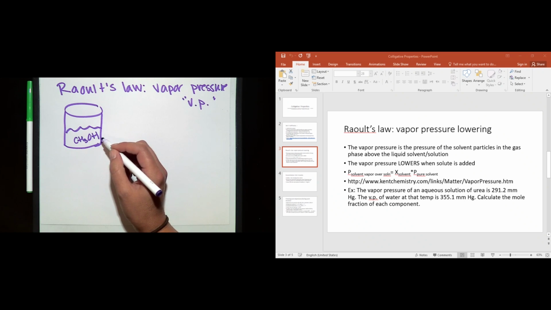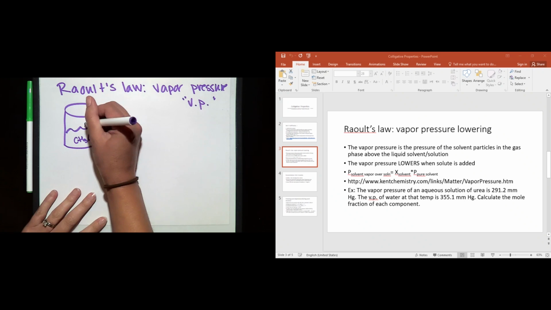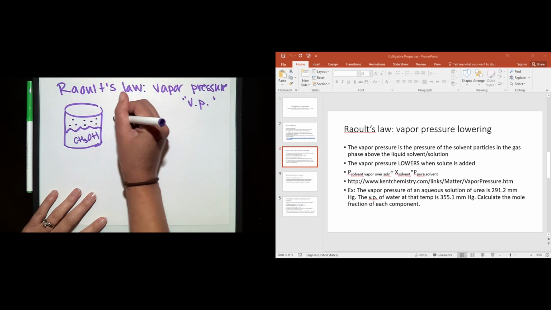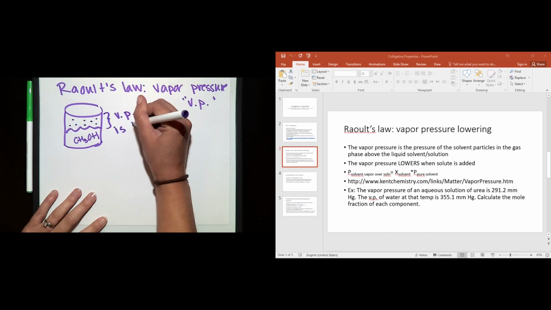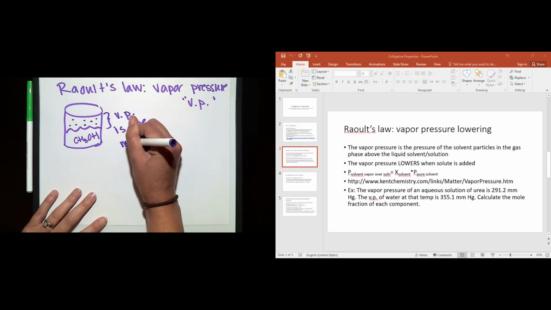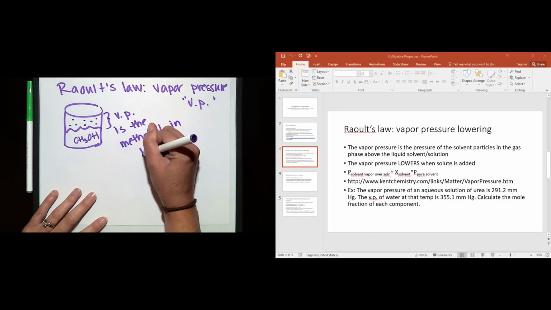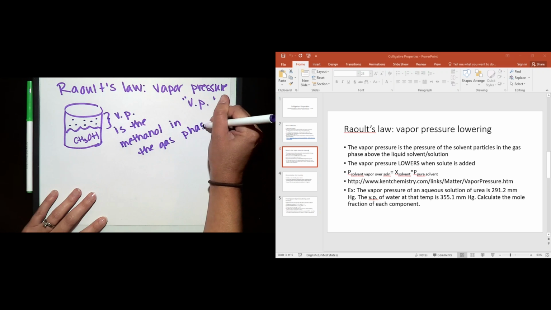So it's a dangerous thing. You don't want to be exposed to a lot of this. It's also called wood alcohol. So if you ferment cellulose wood, that's what you get. Okay, so the vapor pressure of methanol is, again, the methanol molecules in the gas phase above the liquid methanol.